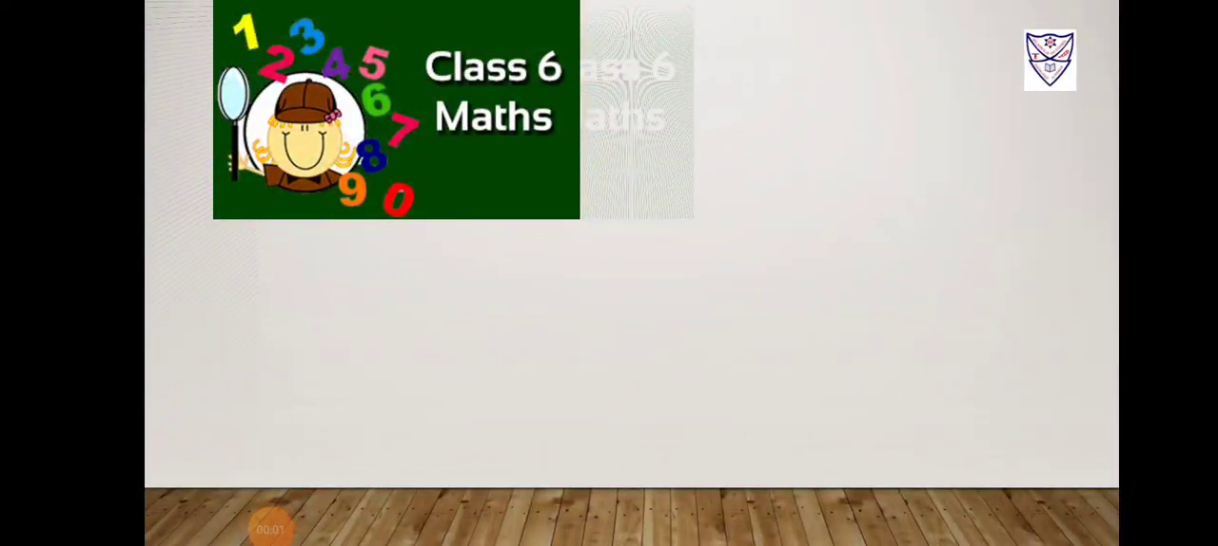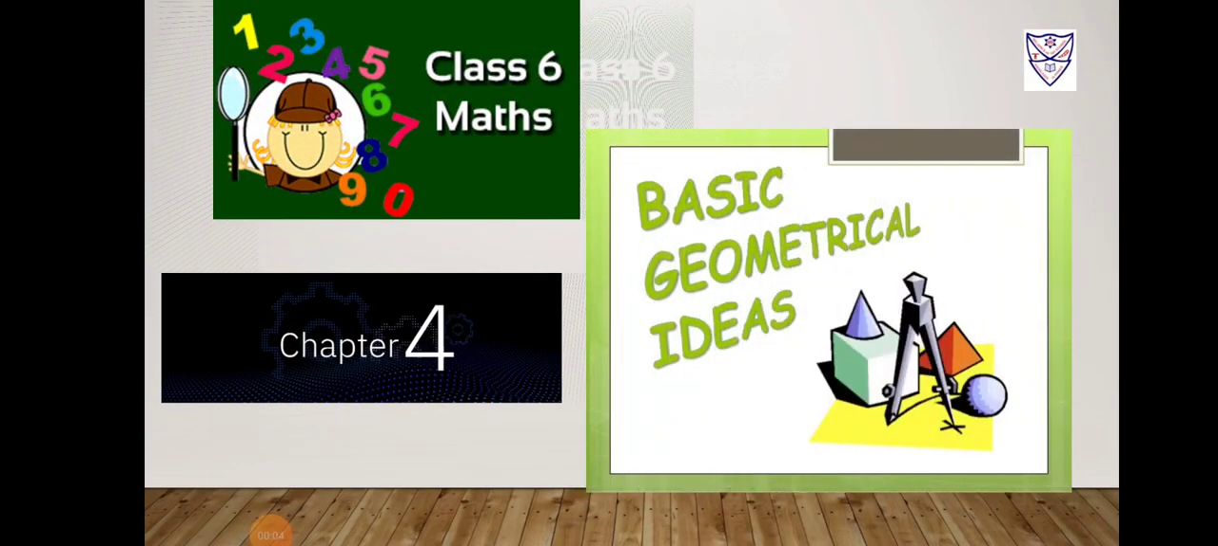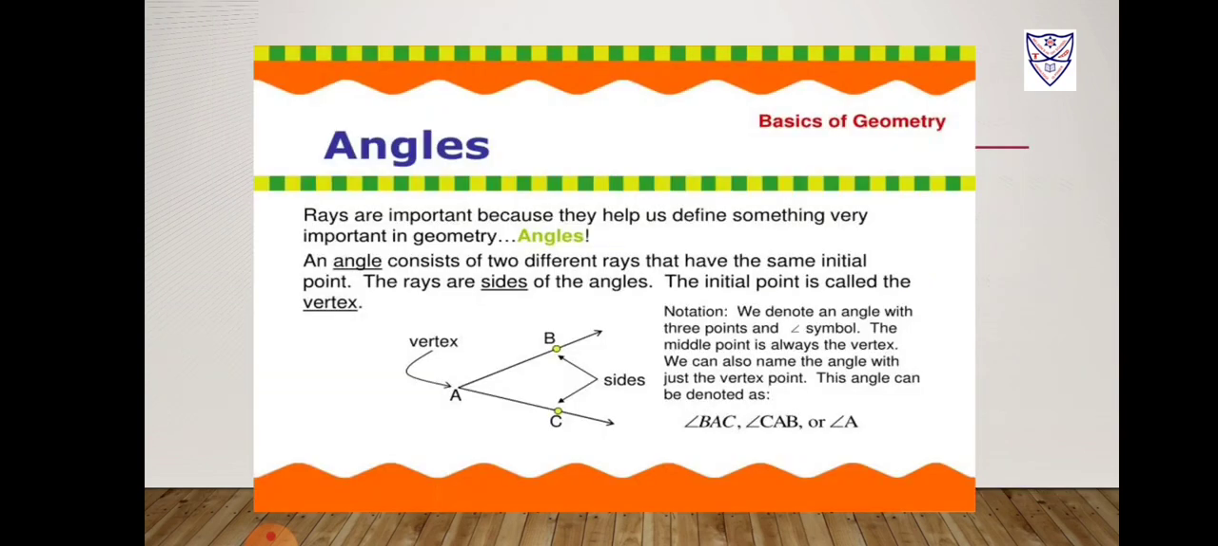Welcome to Class 6 Maths, Chapter 4, Basic Geometrical Ideas. Angles. Students, what is an angle? An angle is made up of two rays starting from a common starting point.